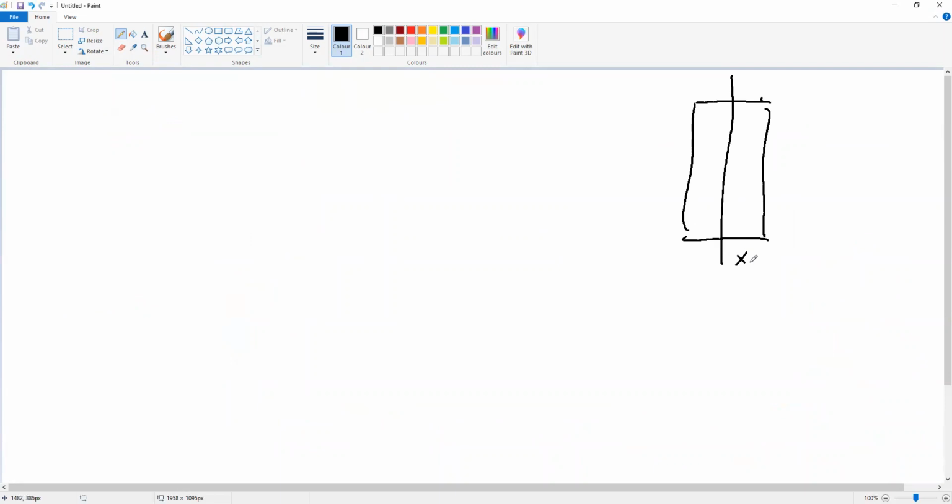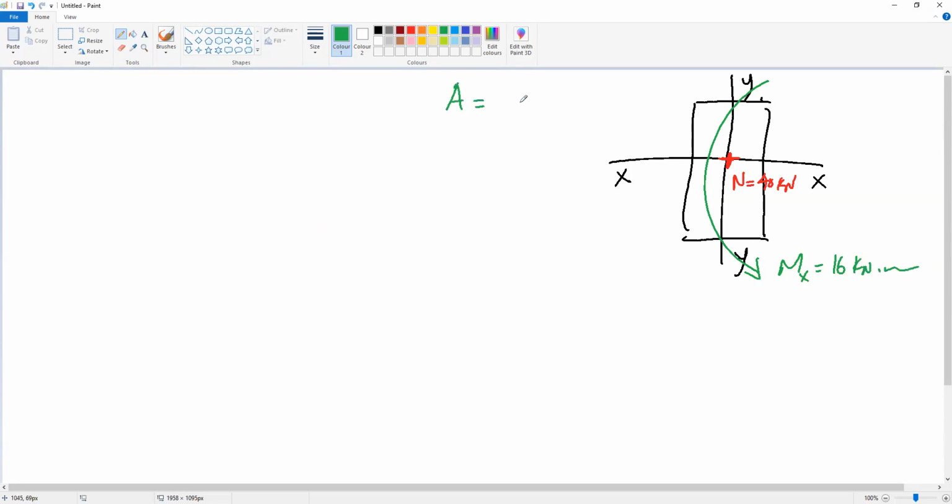So now if I ask you to calculate the stresses for this section, with Y and X axes: N equals 40 kilonewton and Mx equals 16 kilonewton meter. And again, we have calculated A, 32,000 millimeter to the power 2, and Ix equal to 1706 times 10 to the power 8 millimeter to the power 4.